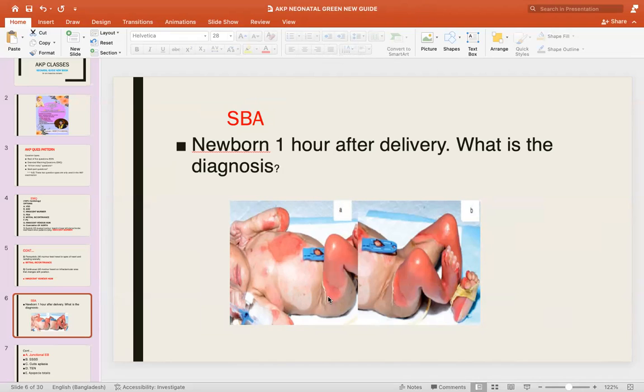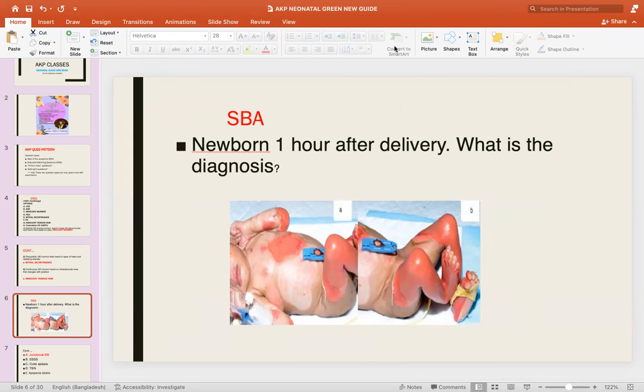See the sharp edge. Can you see the sharp edge? The total skin is red, but it is not inflamed. It is actually very fragile blood vessels. You can see the internal dermal blood vessels, very fragile. It is not infection. Epidermolysis bullosa is a congenital condition. It can happen even before birth. That's why this baby is 1 hour of age.